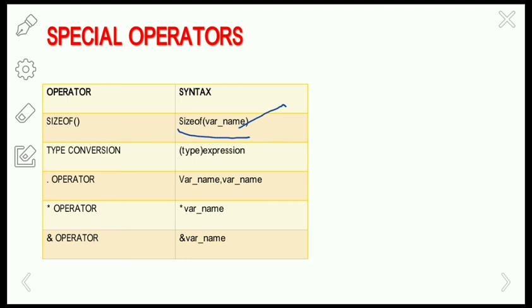And type conversion. Type conversion is of two types, that is implicit type conversion and explicit type conversion. So here we are having the two types of type conversion, that is implicit and explicit.